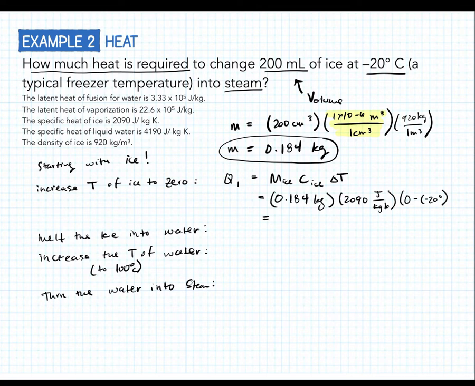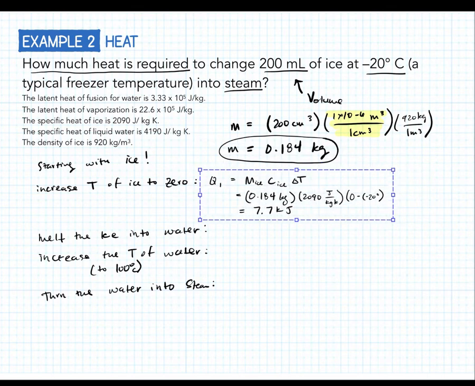Okay, so that's going to give us 7.77, that's about 8,000. So 7.7 kilojoules. That's about 7,700 joules. Okay, so not a ton of heat.